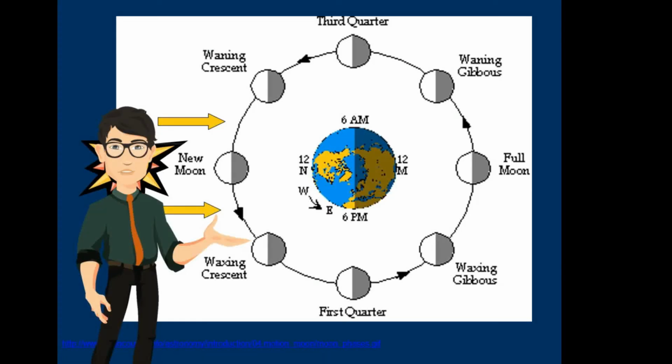The moon is the only natural satellite that Earth has. A satellite is an object that revolves around a larger object. The moon does not produce its own light. It only reflects the light coming from the sun. Since the moon is revolving around the Earth, the amount of light that reflects from the sun varies as it changes its position.